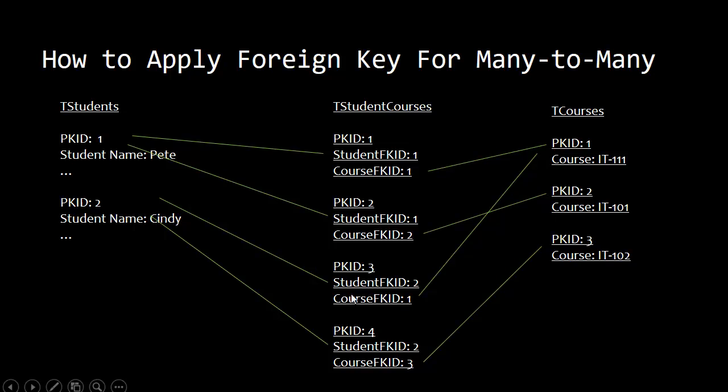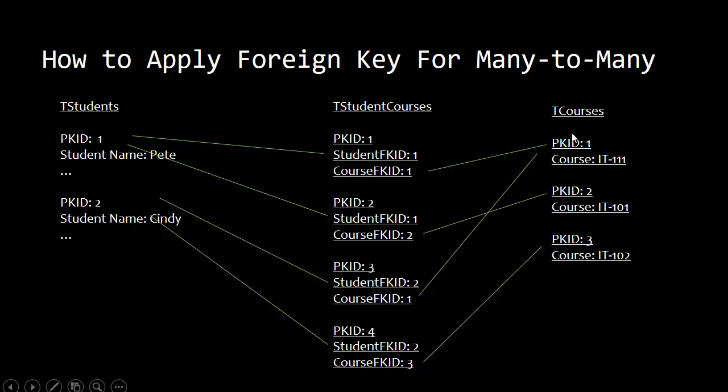Cindy has taken, here's her, I'm sorry, let me slow down. Cindy, represented by this student foreign key, 2, right there and right there, she's taken two courses also. She has taken course 1 and course 3. So she's taken IT 111 and 102. So from this side, we see this all works pretty nicely. One-to-many relationship.